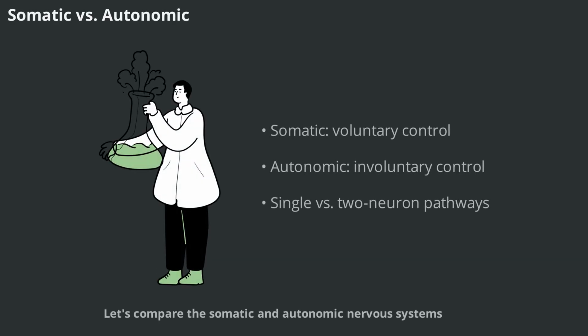Let's compare the somatic and autonomic nervous systems. The somatic system is under conscious control, allowing us to move our skeletal muscles at will. It consists of a single motor neuron and always results in excitation. The autonomic system, however, operates unconsciously, regulating visceral functions like heart rate, temperature, and metabolism. It uses two neurons in series and can have both excitatory and inhibitory effects. This duality ensures the body can respond appropriately to different internal and external conditions.